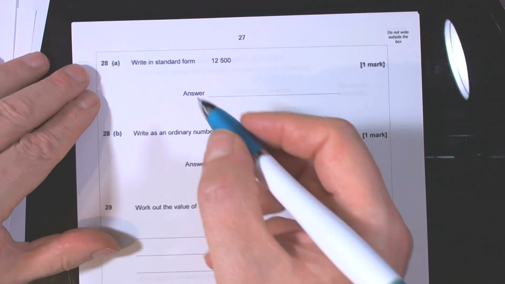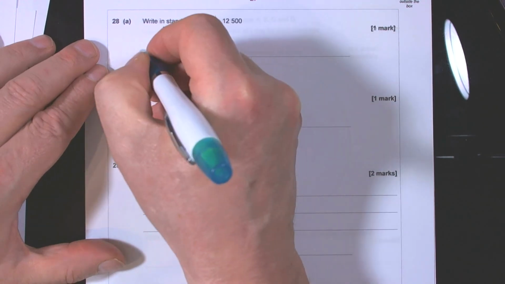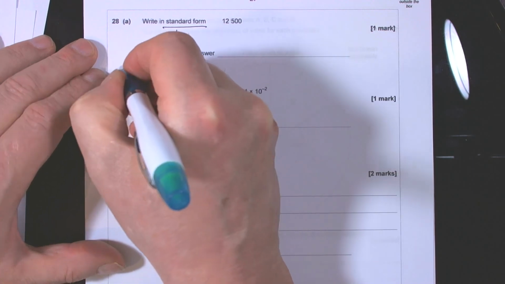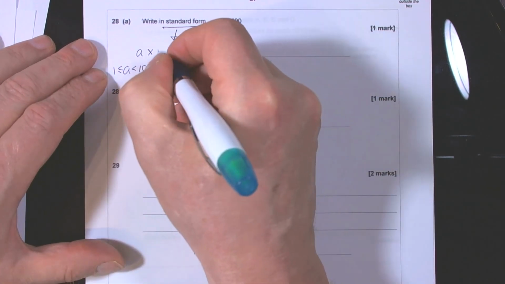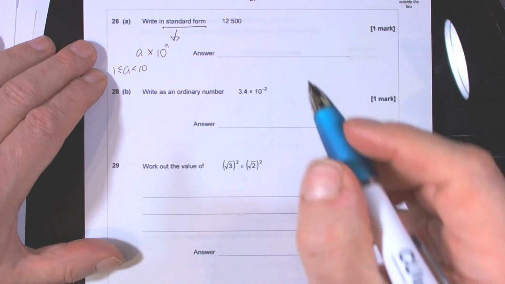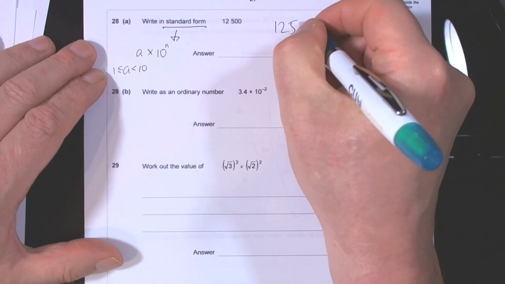Okay, so we see in this question the word standard form, so we should remember that standard form numbers always start with a number that's less than 10 but greater than or equal to 1, and then it's followed by a power of 10 to tell us where the place value of the largest value digit is. So we can see in this number, if we write it out a bit bigger, we can see what's going on.